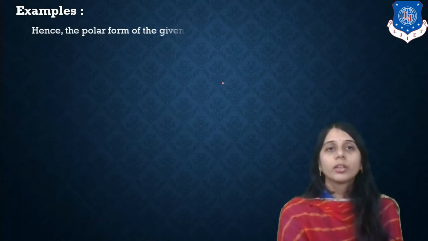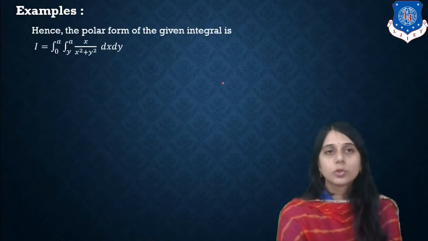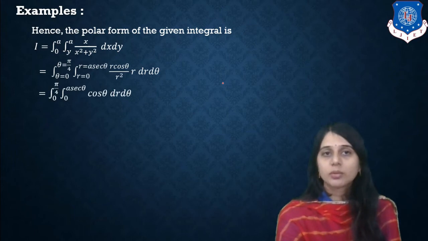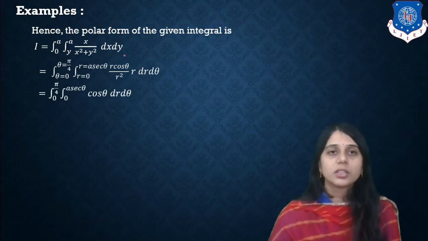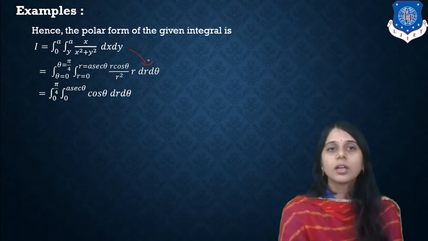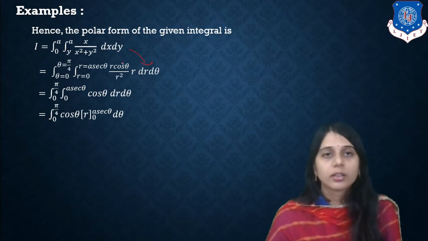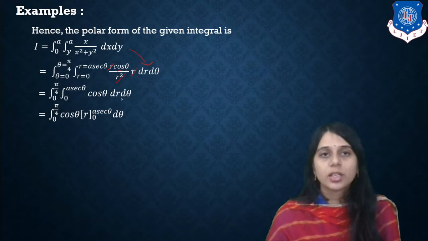So convert this to polar form: the integral from 0 to pi by 4, 0 to a sec theta, of r cos theta by r square. We are replacing dx dy as r dr d theta. r upon r square, we get 1 by r, or cos theta. See, cut this r and this r square. So it is only cos theta dr d theta.